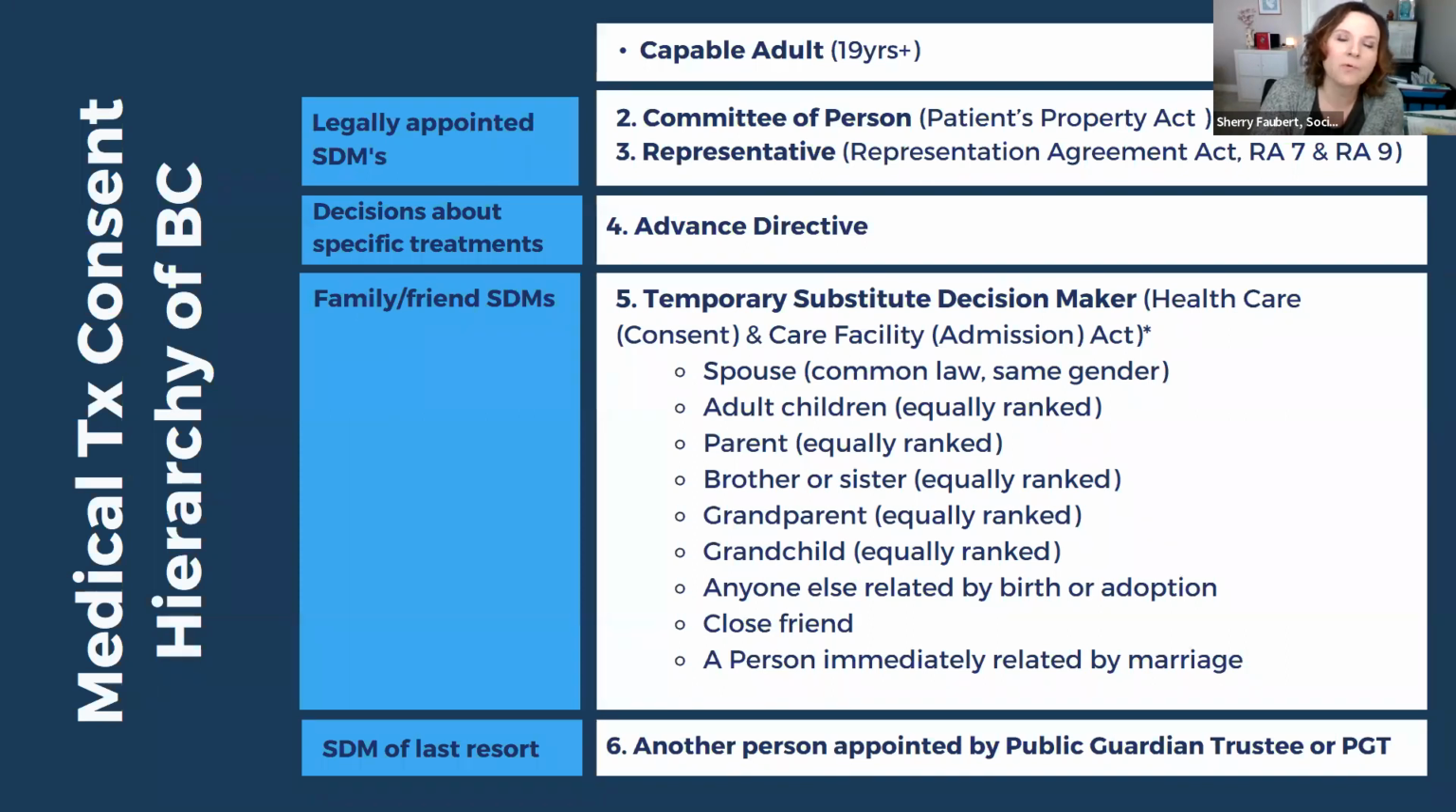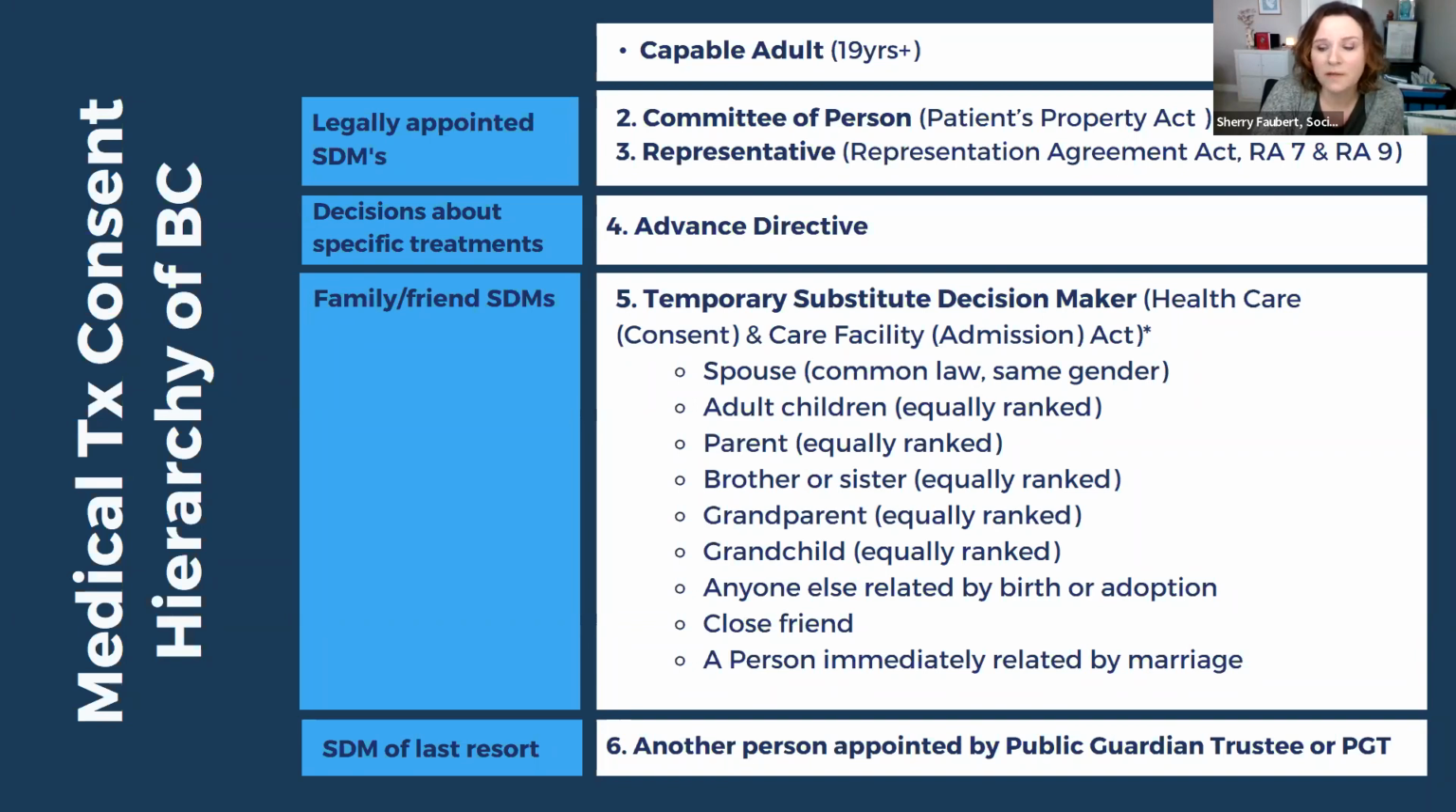Number one on that list, of course, is capable adult, and that means all of us. We are presumed capable under the law in BC of making our own healthcare decisions unless and until proven otherwise. Provided that we are able to communicate and understand, it is always going to be us who makes our own medical decisions. But the rest of that hierarchy is in the event that we can't make our own decisions. If that happens, the healthcare provider needs to consider whether the person has in place something called a committee of person. That is a legal document. It is very rare. We don't see them very often in healthcare.